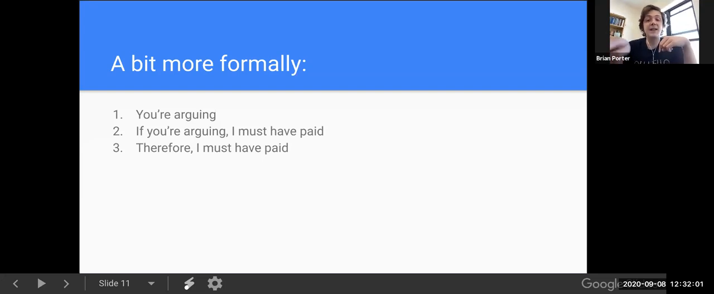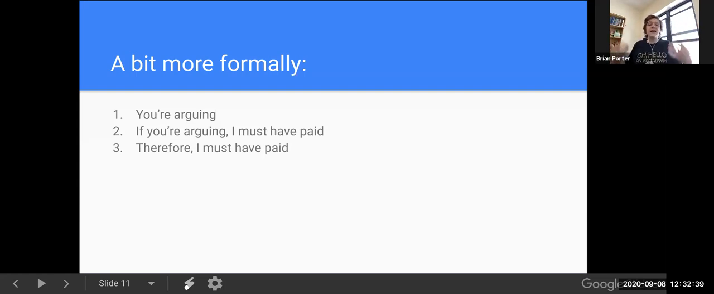So if you have an if-then claim, like if you're arguing, then I must have paid. That's called a conditional. If that if-then statement is true, and the if side is also true, if he really is arguing, and if he's arguing then he must have paid, if those are both true, then the then clause, the right side of the conditional sentence, also has to be true. You're arguing, if you're arguing, I must have paid. Therefore, unavoidably, I must have paid.